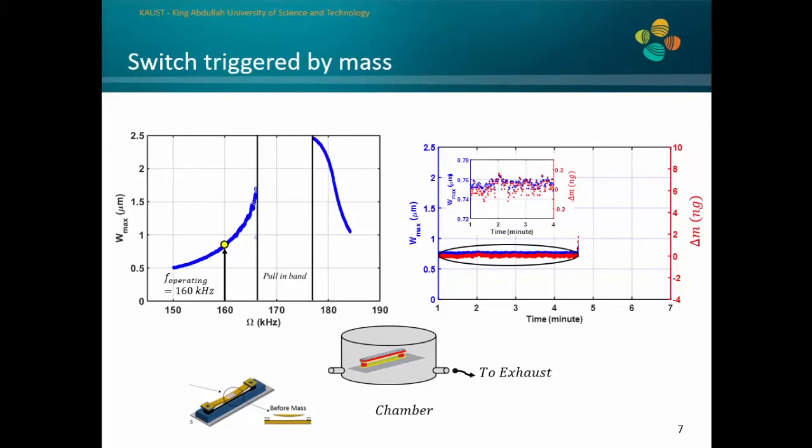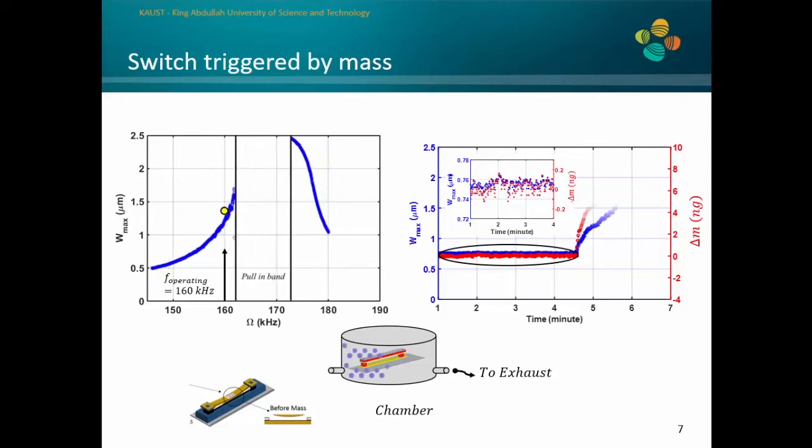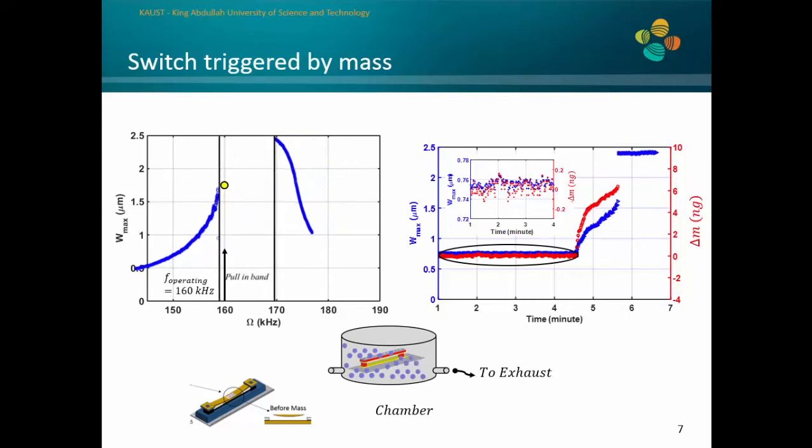Now, the difference between the operating point and the pull-in band determines the threshold value, after which I should realize the switching action. So we start exposing our resonator to water vapor. Once the concentration exceeds the threshold value, the whole frequency response curve will shift to the left, and the operating point will fall inside the pull-in band. And at this pull-in band, the upper electrode will collapse into the lower electrode, and this electrical signal can be used to trigger an alarm.